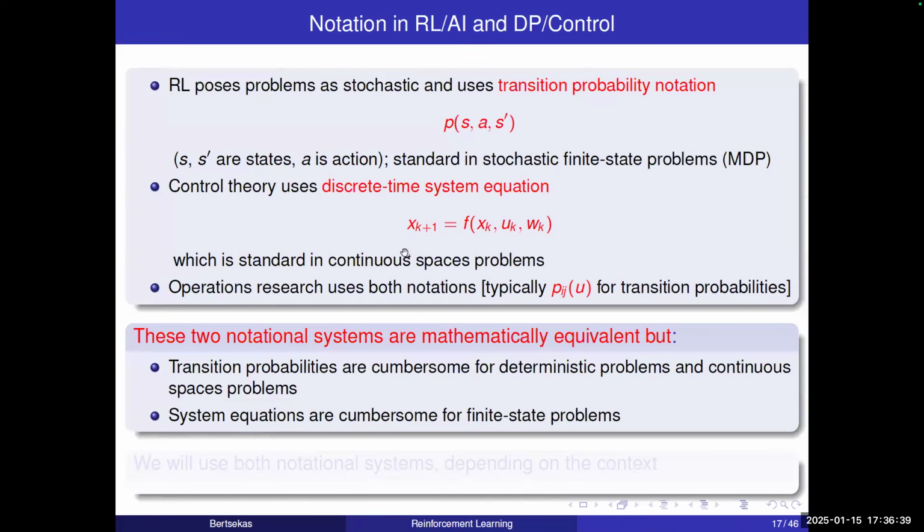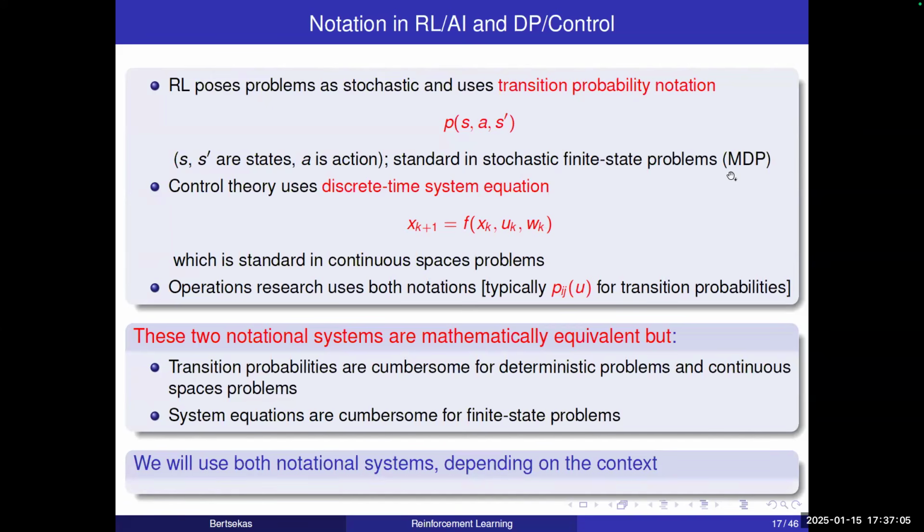So it's much better, more convenient usually, to start with a discrete time equation with the uncertainty encoded in this random disturbance w_k. So some notation works well for some problems, but not for other problems, and vice versa. So what are we going to do? We're going to use both notational systems depending on the context.